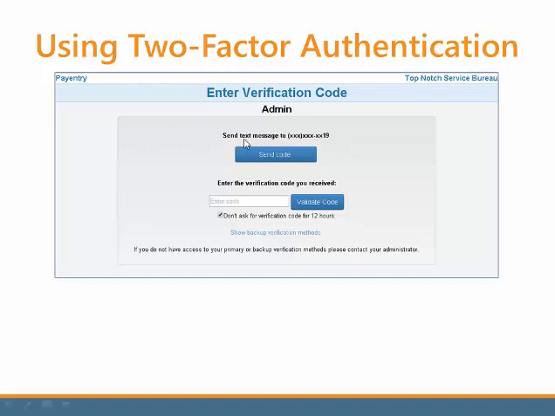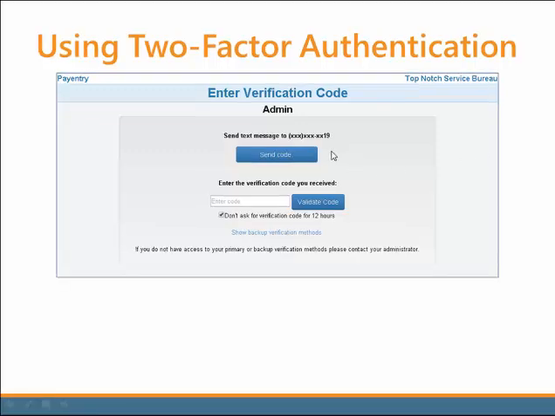If you chose, for example, a text message as your primary method, you can prompt the system to send a code to you. It will send you a text message with the code that you will type in and click Validate Code. If you check the box that says Don't ask for verification code for 12 hours, then for the next 12-hour period, it will allow you to sign in without doing the verification. If you do not have access to your primary method, choose Show Backup Verification Methods.